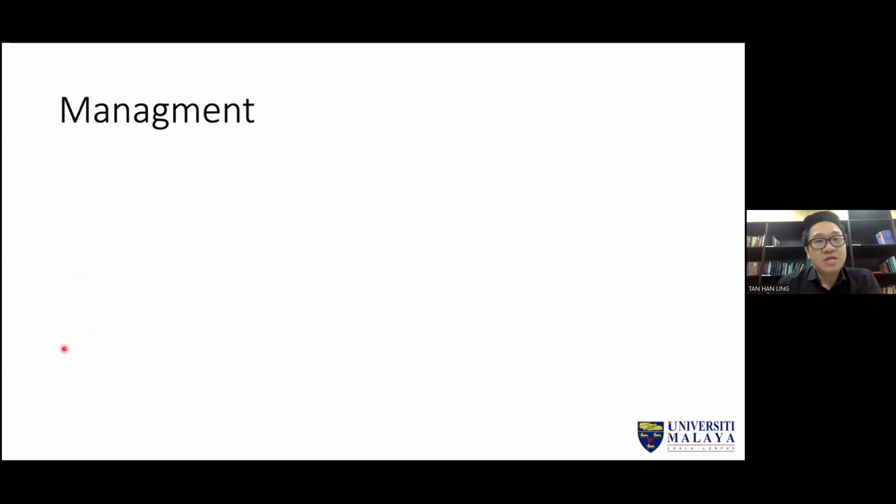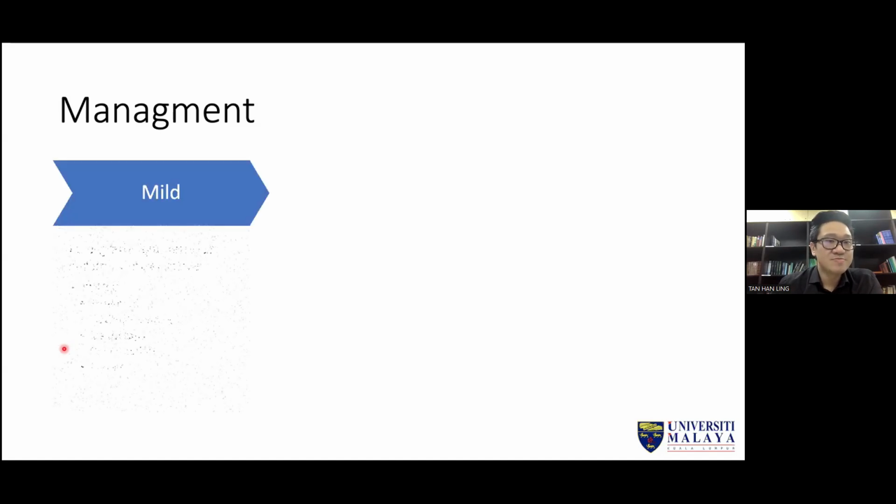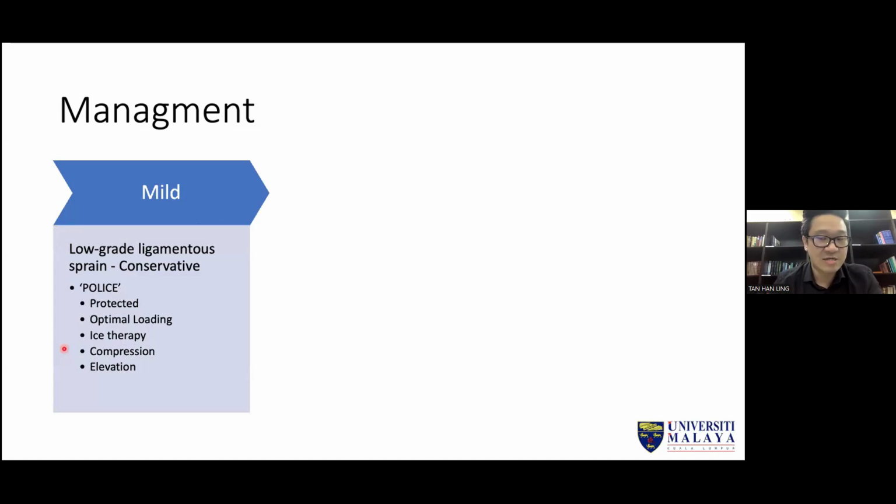So let's come to a simple management, depending on the severity. When it is just a mild ankle injury or ankle sprain, usually coinciding with a low-grade ligamentous sprain, conservative management would suffice. The management includes POLICE. So what's POLICE? Protected, optimal loading, ice therapy, compression, and elevation. The protected optimal loading basically means the ankle needs to be in some form of support, in terms of an ankle brace or ankle stirrup.